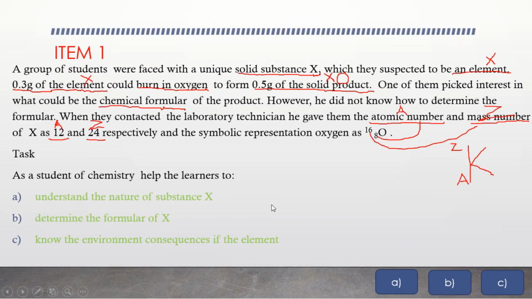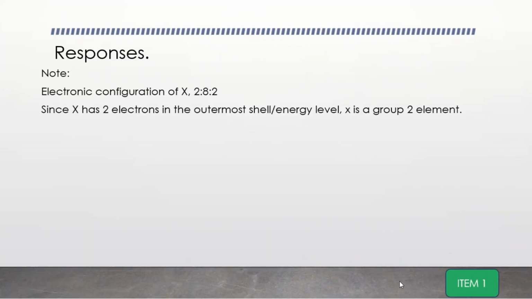So when we come back here, they told us that the atomic number of X is 12. So they want us to give the nature of X. So we shall base on that to give its nature. Firstly, I will start with writing the electronic configuration of X.